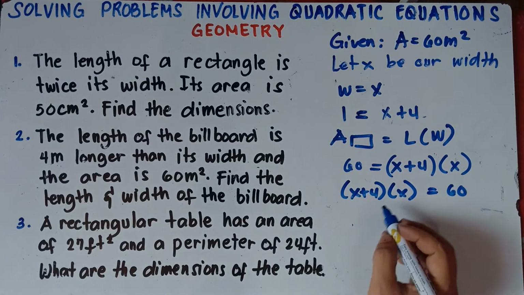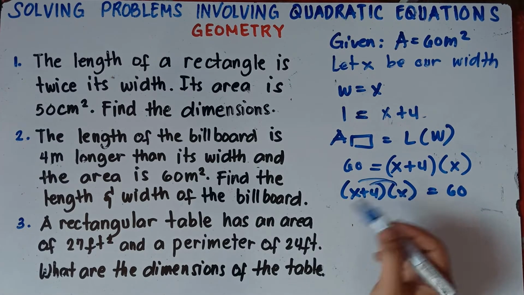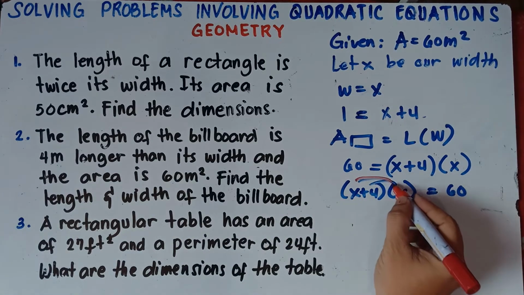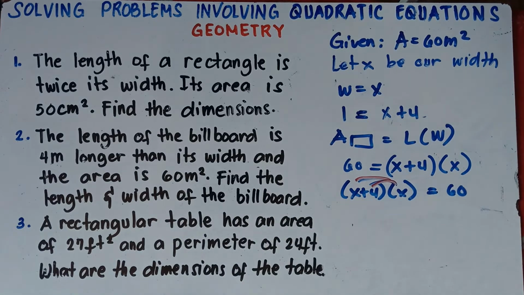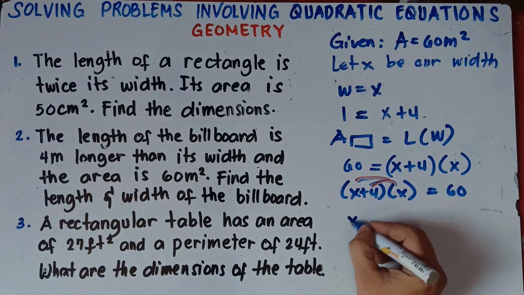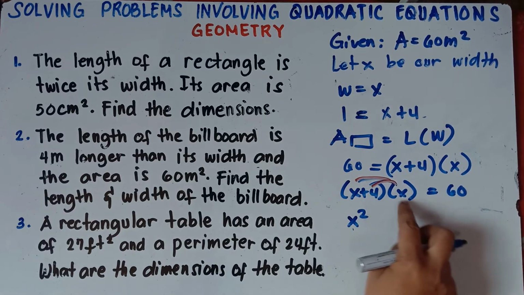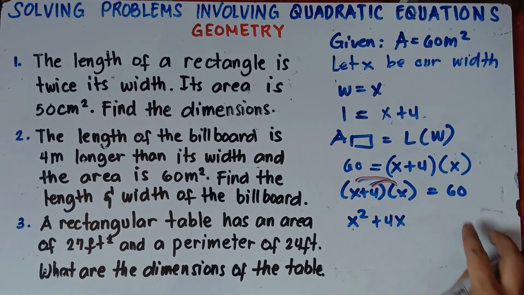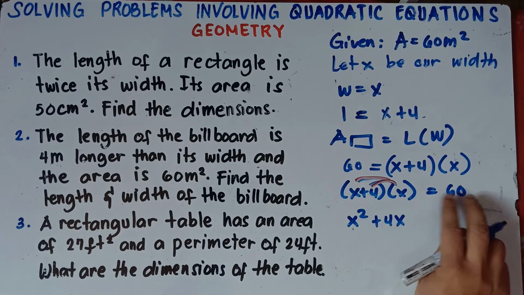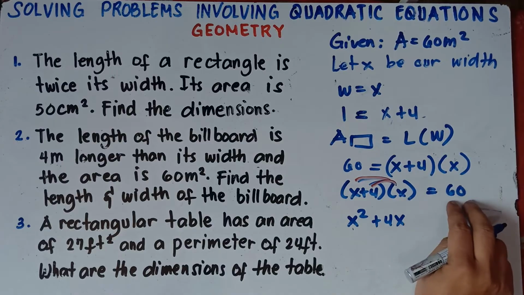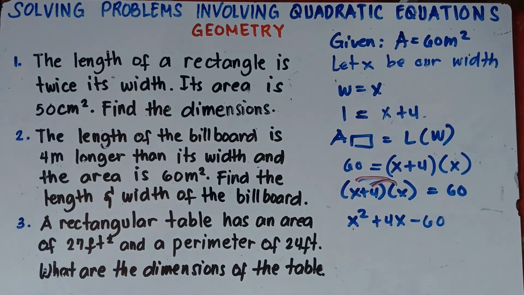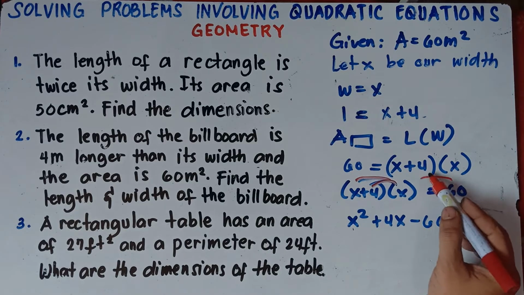And then you multiply, class. Distributive property. Alright, distributive property, x times x, then x times 4. So x times x, that would be x squared. Then 4 times x, that would be positive 4x. Then transpose 60 from right to left. Okay, this is positive, it will be negative. Once again, once you transfer a term across the equal sign, you change the sign, class.